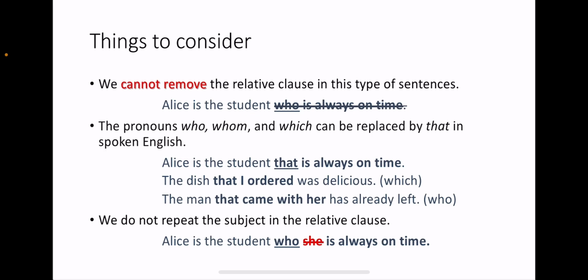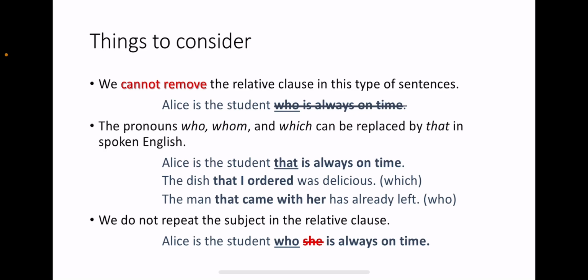Okay, which student? Or what are you talking about? So you see the definition, the description, the relative clause is important. We cannot eliminate that. So most of the time when we use defining relative clauses, we need the relative clause. So we cannot remove the relative clause.